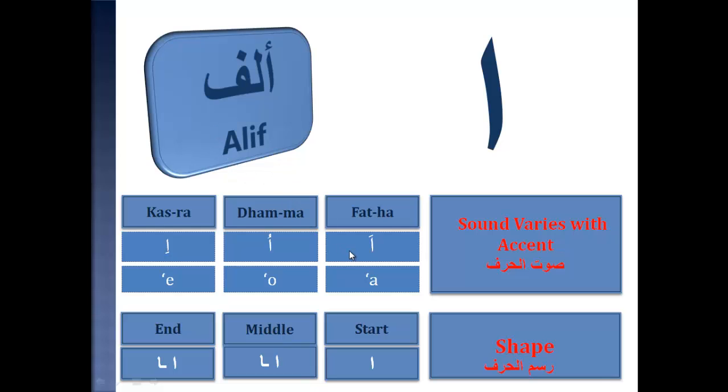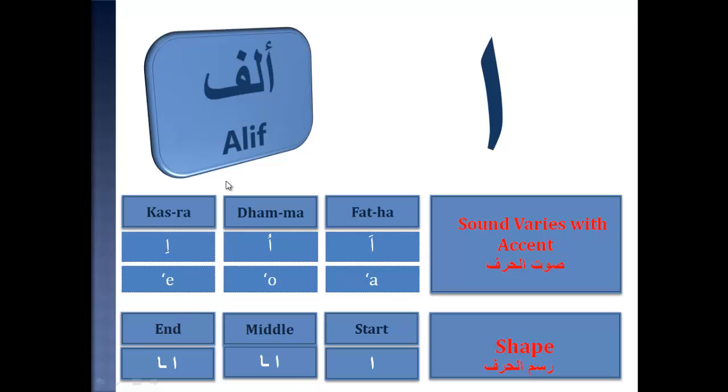We will have the three basic sounds with fatha, dhamma, and kasra, and we will show the shape of the letter as it appears in the start, the middle, and the ending of the word.